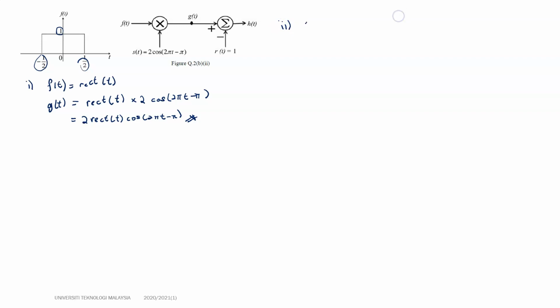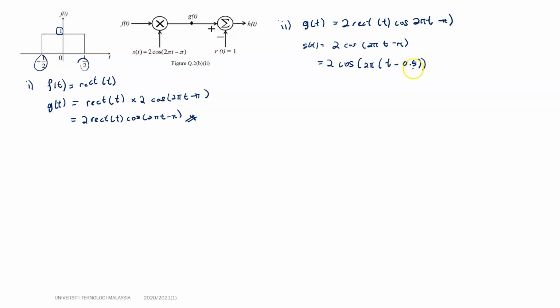So we have here g(t) equal to 2 rect(t) cos 2 pi t, and then we would like to plot s(t) first. So s(t) is equal to cos of 2 pi t minus pi. In order to plot this, I rearrange it to cos 2 pi (t minus 0.5). So how did I get 0.5 here? I just factor out this 2 pi: take out the 2 pi, and pi divided by 2 pi equals 0.5.